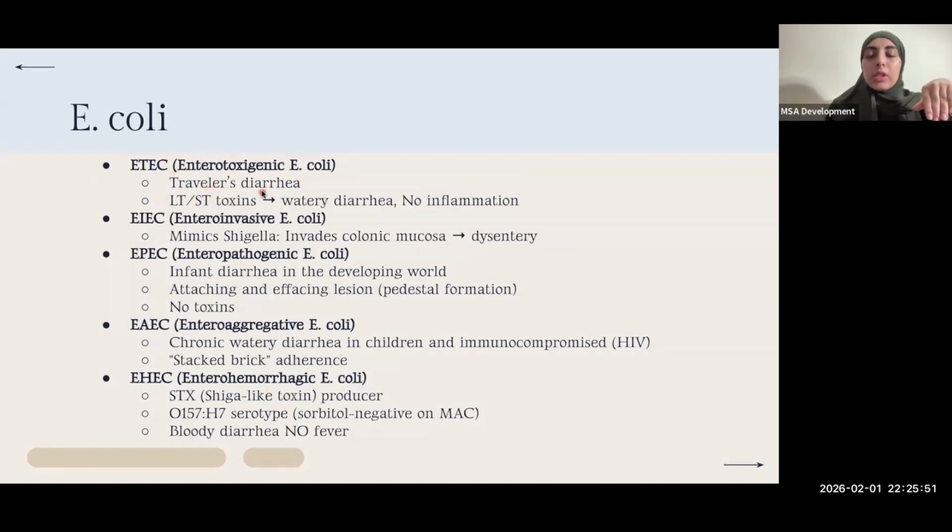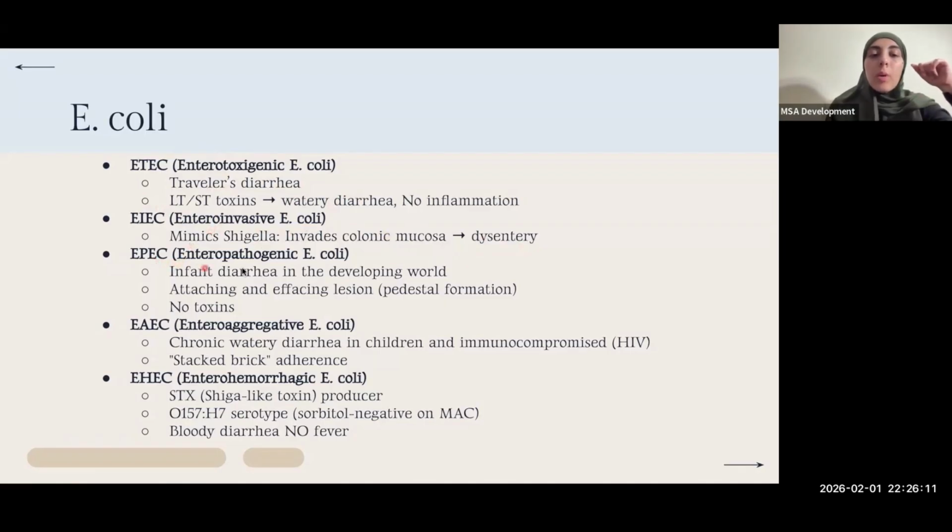And this is what causes traveler's diarrhea. This type of diarrhea, because there's a toxin, is watery diarrhea. Then we have enteroinvasive E. coli, which has a similar mechanism of action to Shigella. Not the Shiga toxin, okay? It has a similar mechanism to Shigella. It invades and causes dysentery.